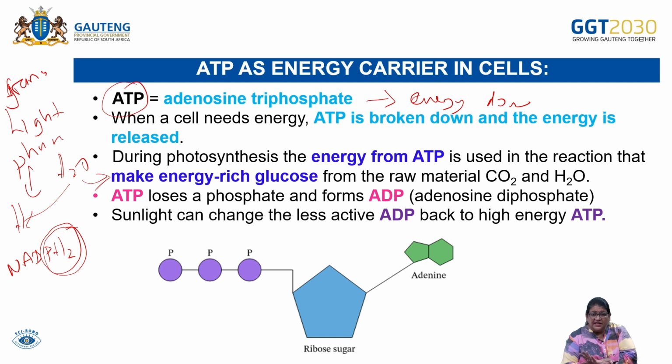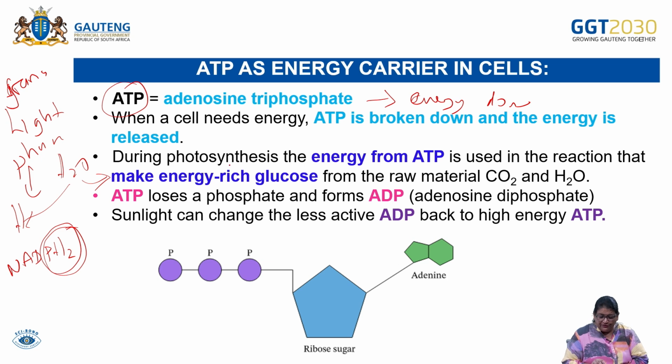The dark phase does not mean it occurs in the dark. It simply means it's a phase in photosynthesis that does not require light. But it must occur immediately after the light phase. That question can come out: why should the dark phase occur immediately after the light phase? Because the products of the light phase, hydrogen and ATP, will be used in the dark phase.